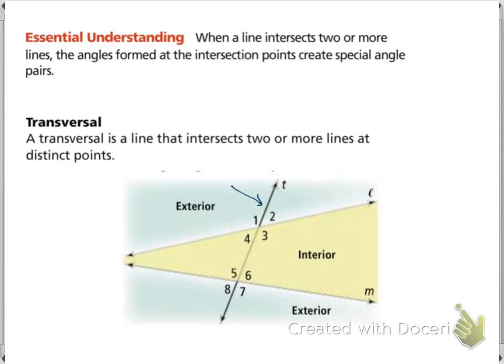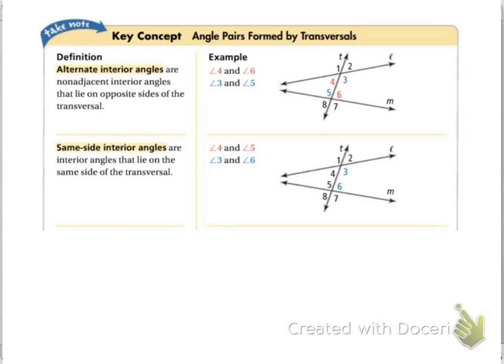And so if you look at these two lines here, you're looking at the interior area, which is between the two lines, and you're looking at the exterior, which is outside the two lines. So we're going to be looking at these different types of angles.